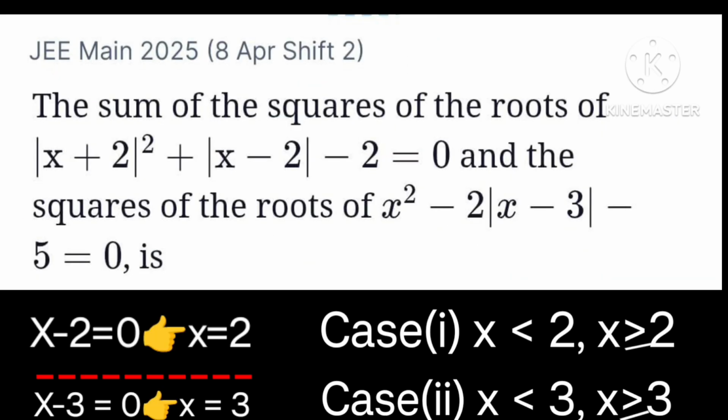Here x minus 2 is equal to 0, x is equal to 2. Case 1, x less than 2, x greater than or equal to 2. And x minus 3 is equal to 0, x is equal to 3. Case 2, x less than 3, x greater than or equal to 3. These are the two cases.